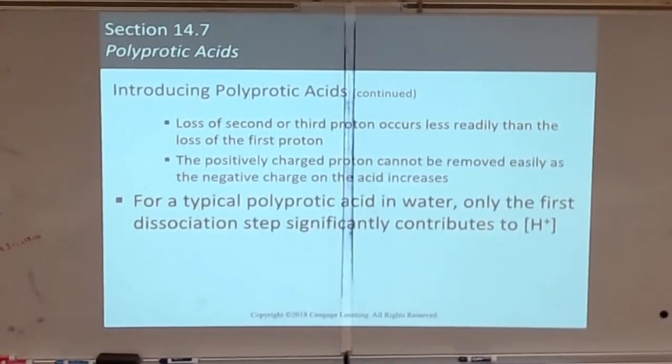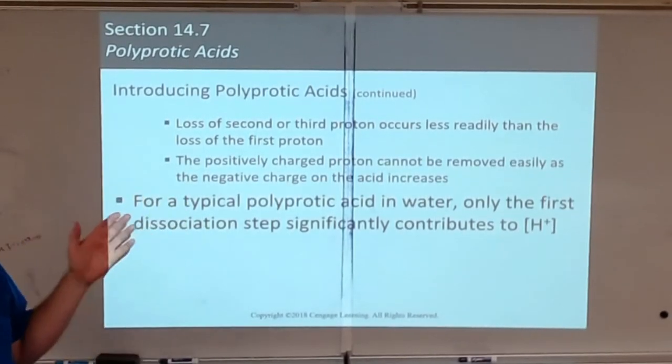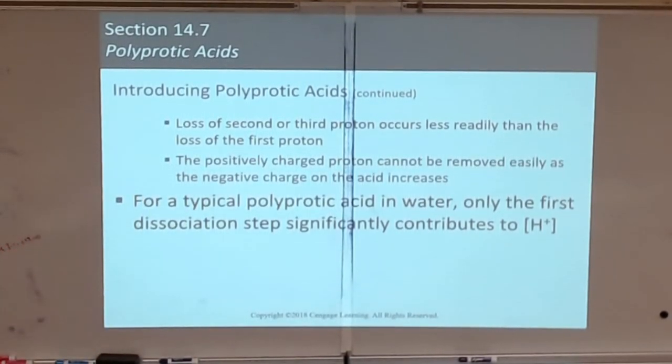For a typical polyprotic acid in water, only the first dissociation step is going to contribute significantly towards the hydrogen ion concentration. When we say that they're greater, we mean they're a lot greater. So if I'm looking at something like phosphoric acid, you may be given 3 different Kas. You only care about the first one, because all the other ones are going to dissociate at such a small amount that they're not really contributing to the hydrogen ion concentration.